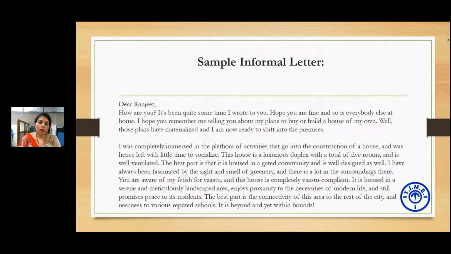So as I told you, the sky is the limit. You can write anything and everything, but you have to limit yourselves to the number of words that the exam or somebody has asked you to restrict yourselves to.